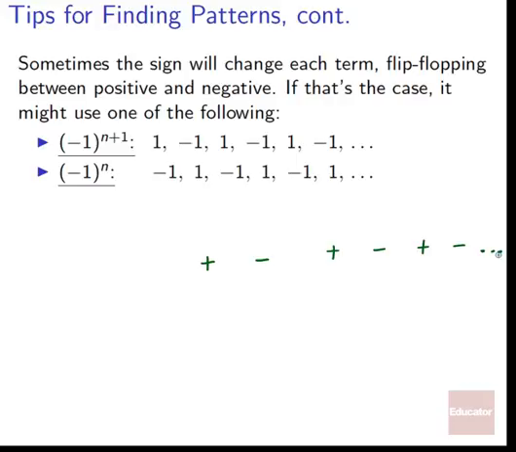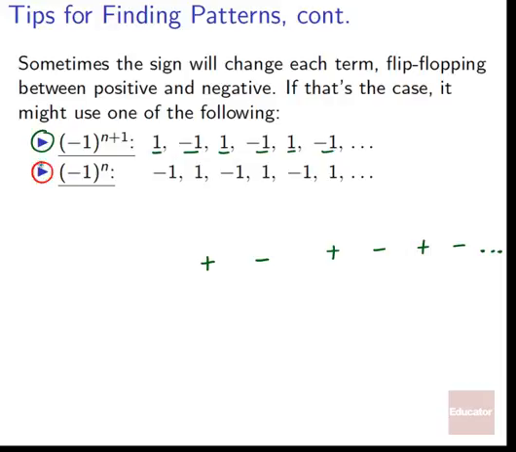If that's the case, it might be one of these two methods, these two types of patterns. Negative 1 raised to the n plus 1. Notice that if n is 1, then we'll have negative 1 squared, which is going to come out to be a positive 1. Then the next one would be negative 1 to the 2 plus 1, n equals 2. So negative 1 to the 3, that's going to wind up being negative 1. And then we get positive 1 and negative 1 and positive 1 and negative 1, because negative 1 raised to some integer is just going to multiply by negative 1 that many times. So it will flip-flop between positive and negative as our n's step up one at a time.